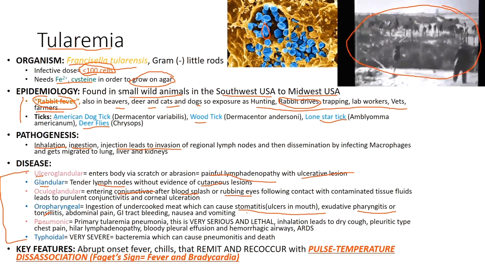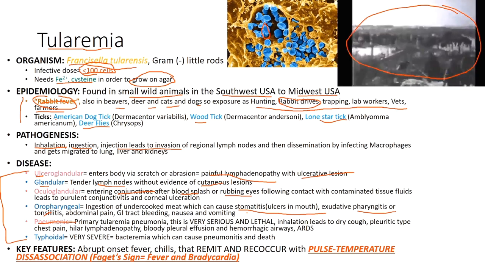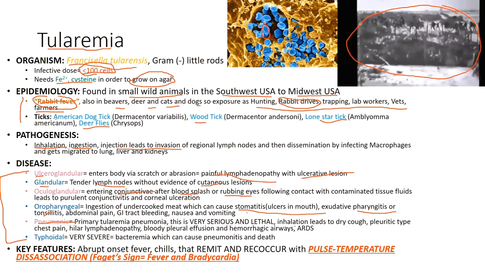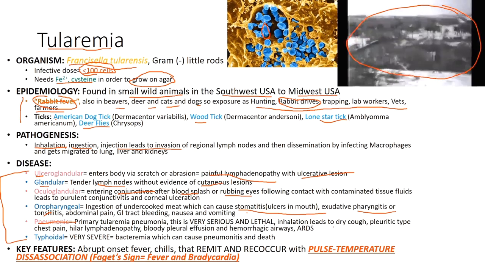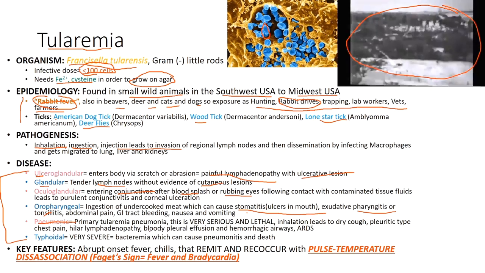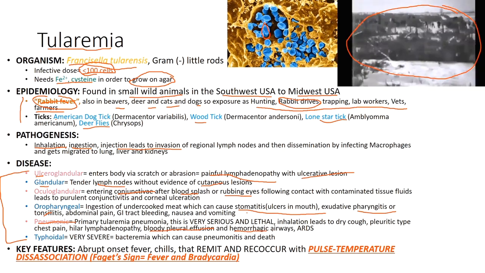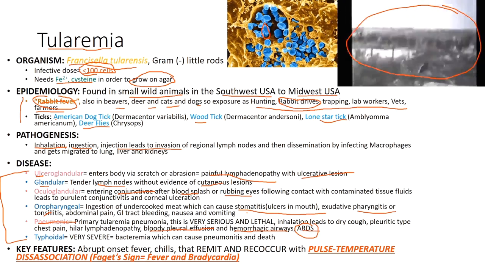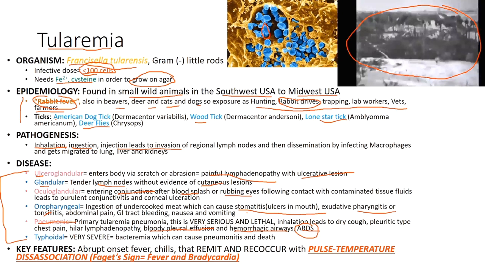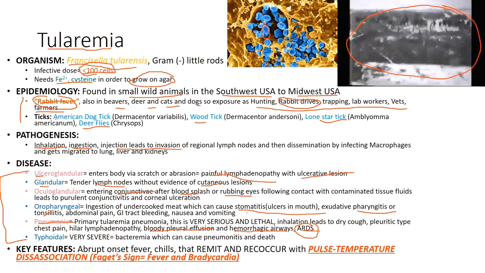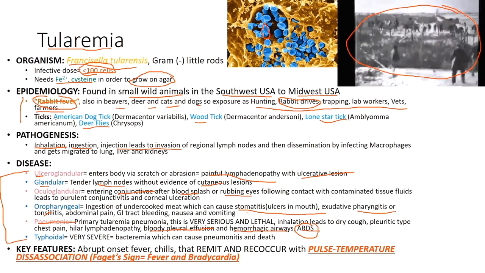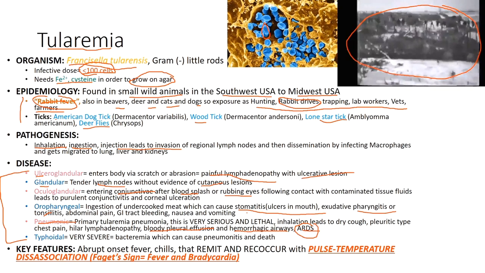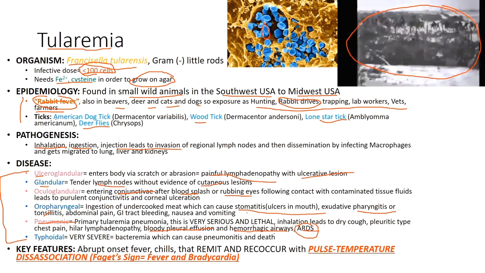However, the problematic one is pneumonic. This is primary tularemia pneumonia, due to inhalation. It's very serious and lethal, and leads to a dry cough, pleuritic chest pain, bloody pleural effusion, and hemorrhagic airways. You can bleed out and it can cause ARDS, which could lead to that person's death. Remember, ARDS is a rapid, progressive shortness of breath, dyspnea, and decreased oxygen saturation that, even when you supply oxygen, nothing happens. That's one of the key features: it's refractory to O2 administration.